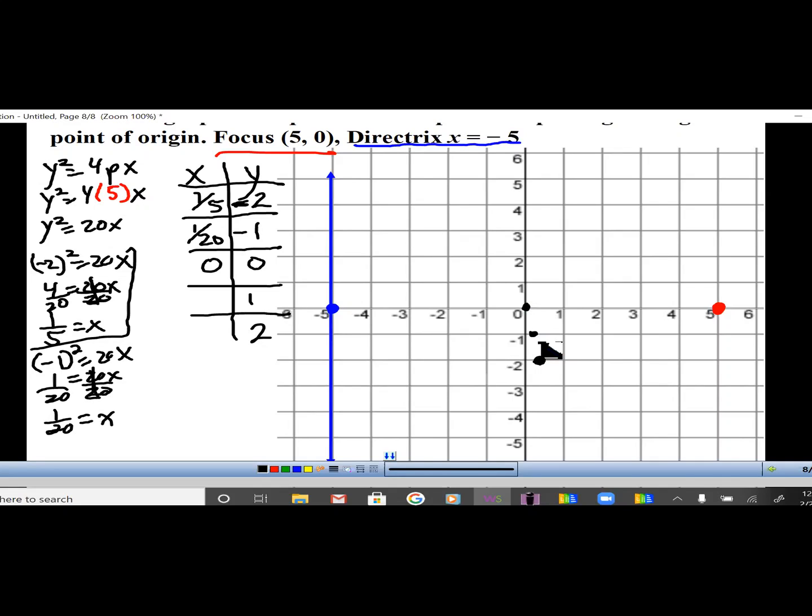And if you notice, if we reflect it to this side, then we end up with 1/20 and 1/5, 1/20, 1/5. And there is our horizontal parabola.